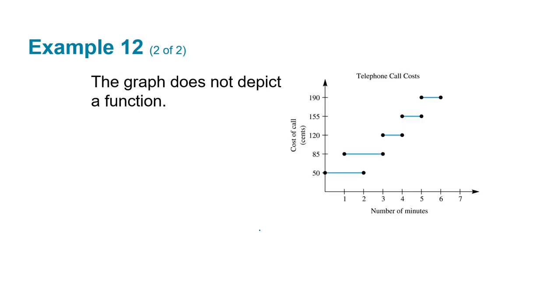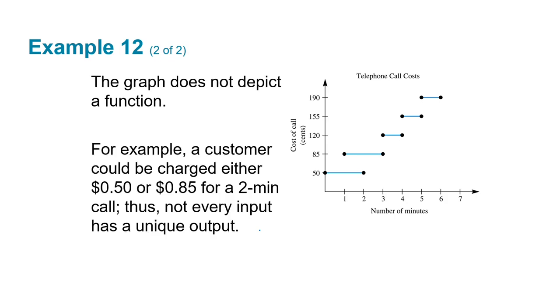The graph does not depict a function. If you look carefully, the graph does not depict a function. For example, a customer could be charged either 50 cents or 85 cents for a 2-minute call. Thus, not every input has a unique output.